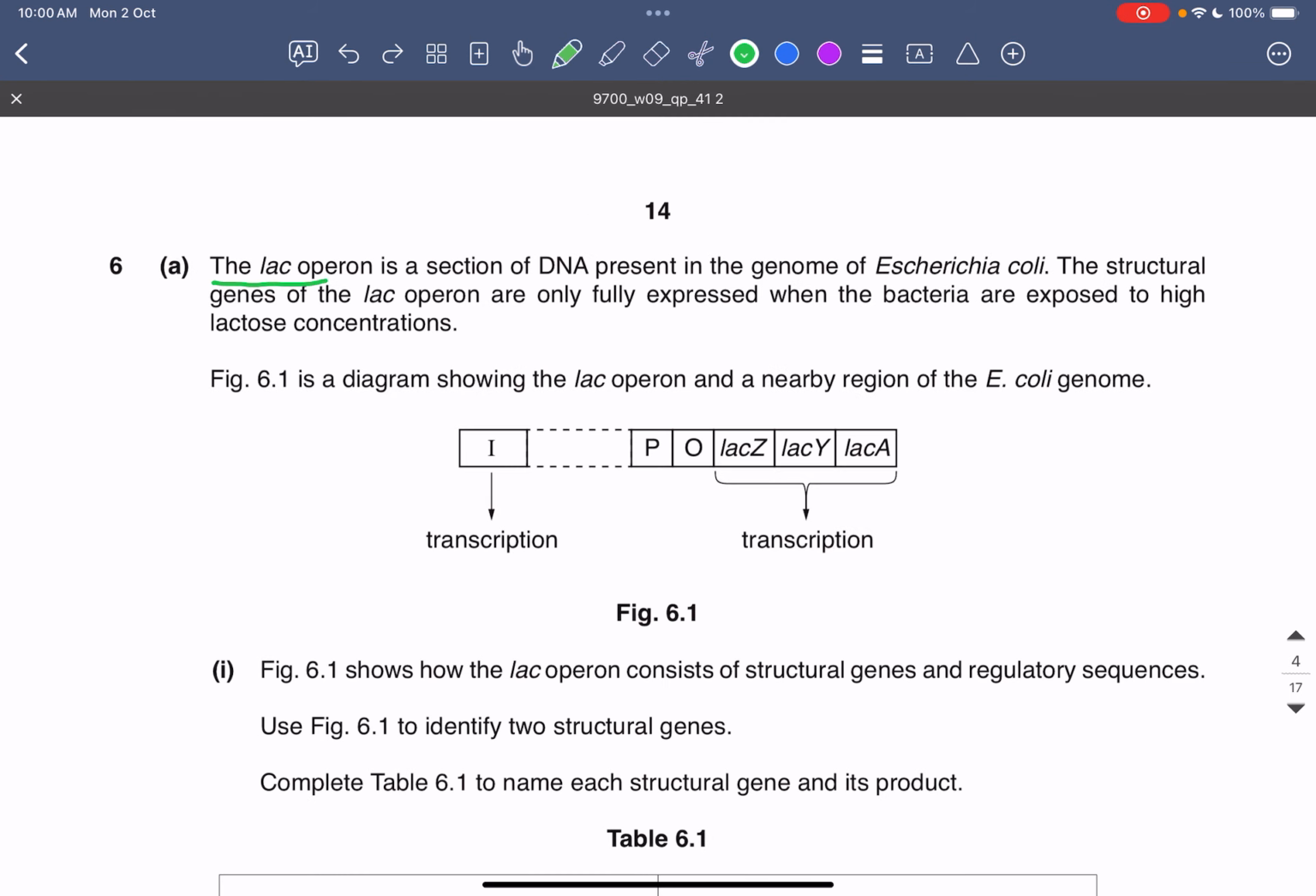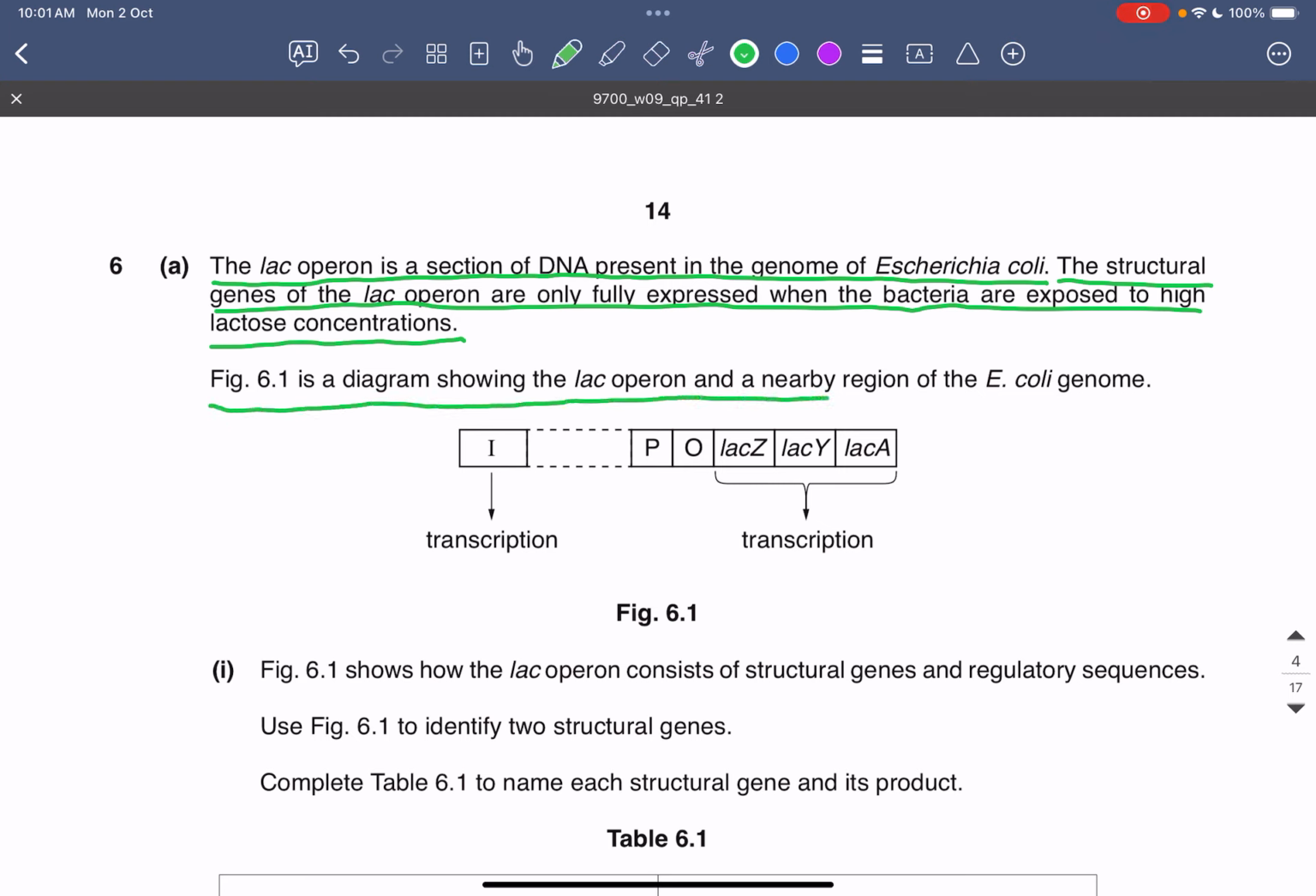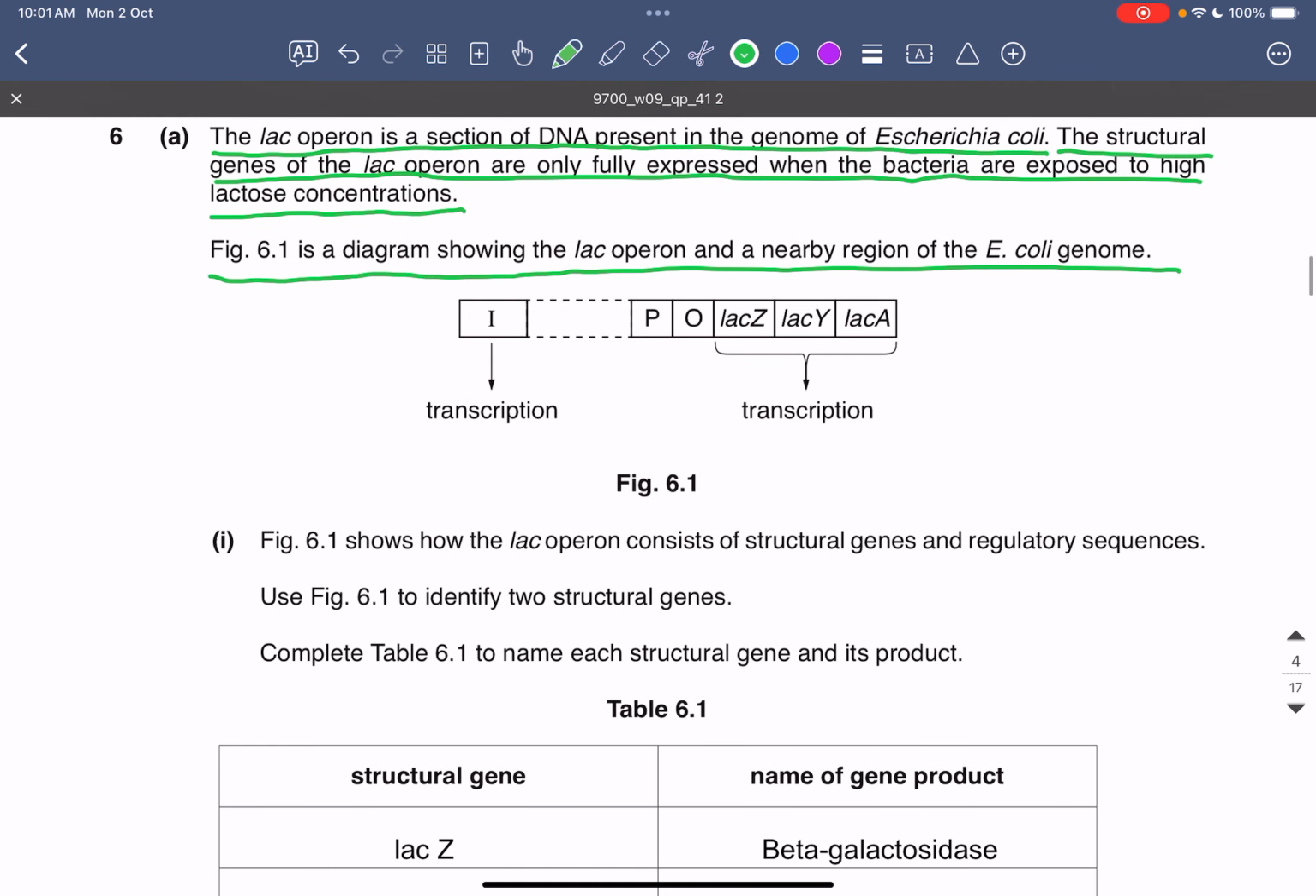The lac operon is a section of DNA present in the genome of Escherichia coli, or E. coli. The structural genes of the lac operon are only fully expressed when the bacteria are exposed to high lactose concentrations. Figure 6.1 is a diagram showing the lac operon and a nearby region of the E. coli genome. Figure 6.1 shows how the lac operon consists of structural genes and regulatory sequences.